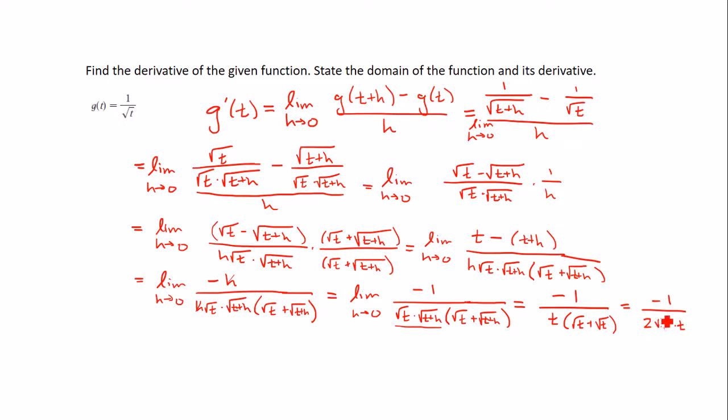So what do we learn after all this? I'm going to write g prime underneath it. G of t is 1 over root t. G prime of t then must be minus 1 over 2 root t times another t.